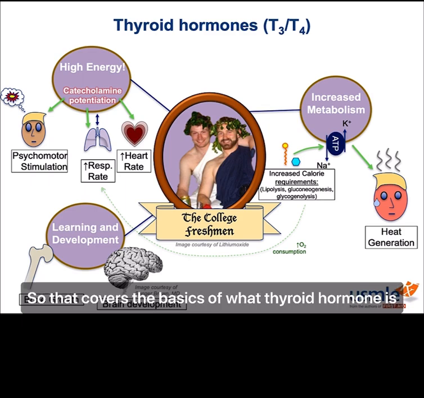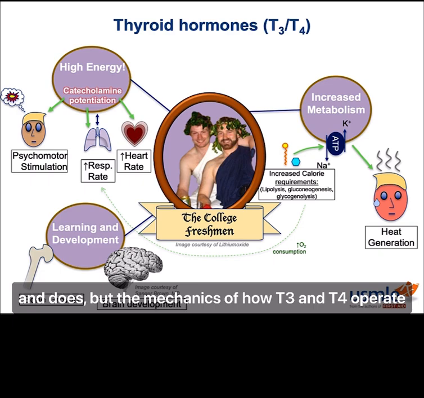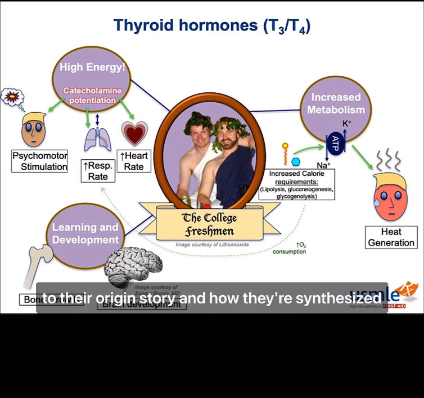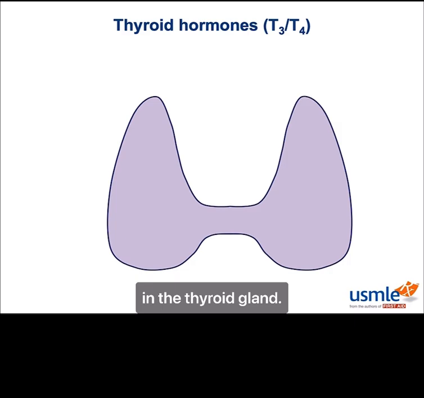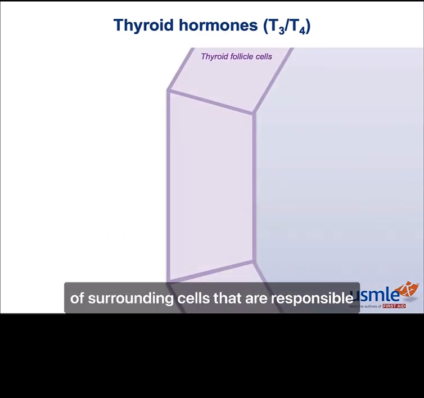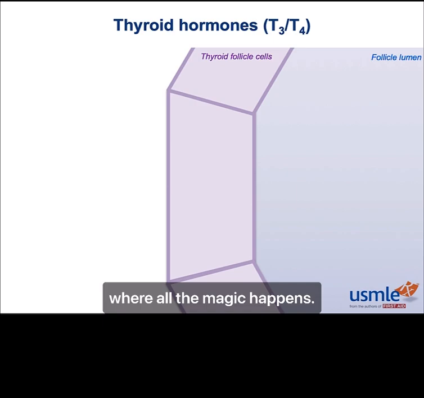So that covers the basics of what thyroid hormone is and does, but the mechanics of how T3 and T4 operate within the body are pretty fascinating and definitely testable. So let's follow these party animals to their origin story and how they're synthesized in the thyroid gland. The thyroid gland, if you didn't know, is arranged into multiple microscopic follicles. The follicles, in turn, are made up of surrounding cells that are responsible for controlling the process, and the lumen, where all the magic happens.